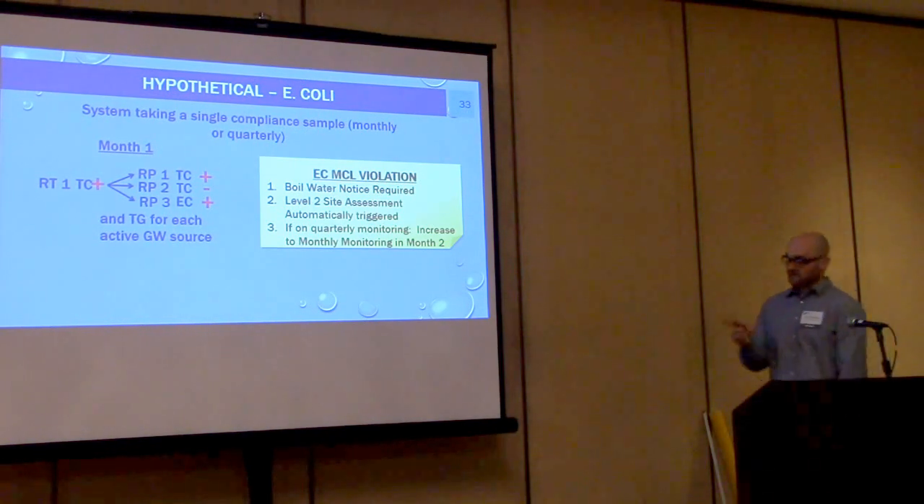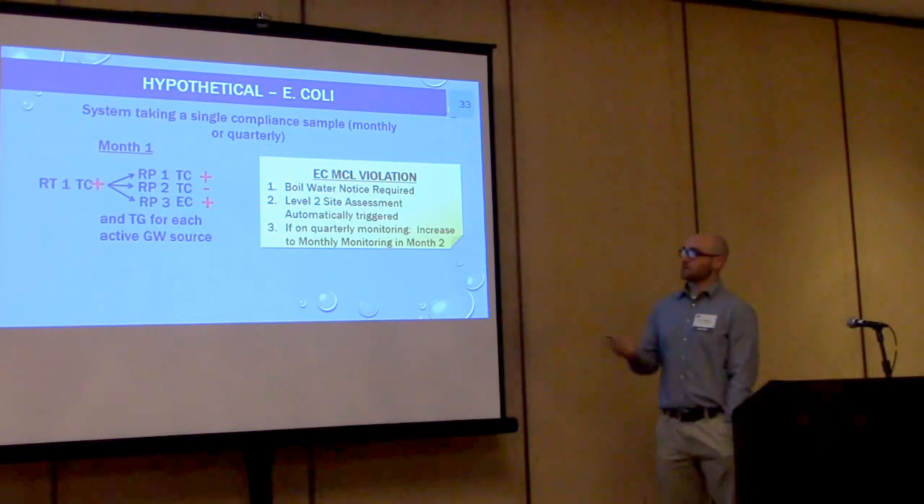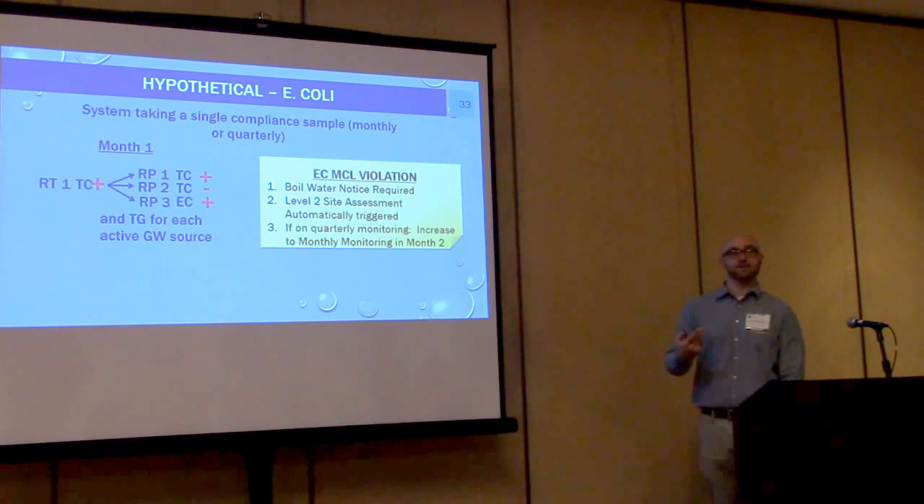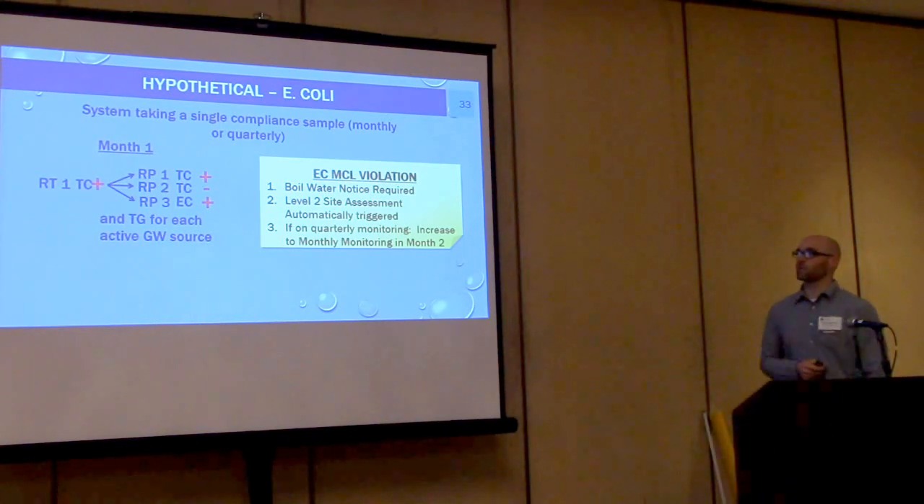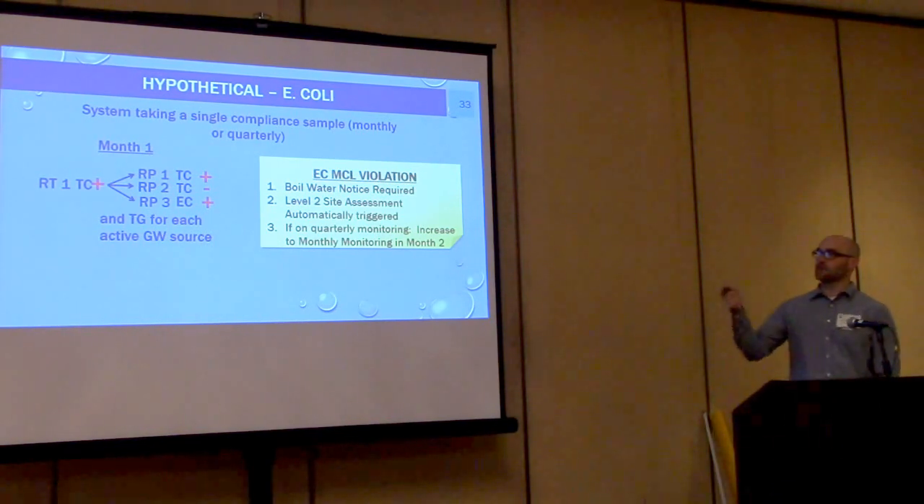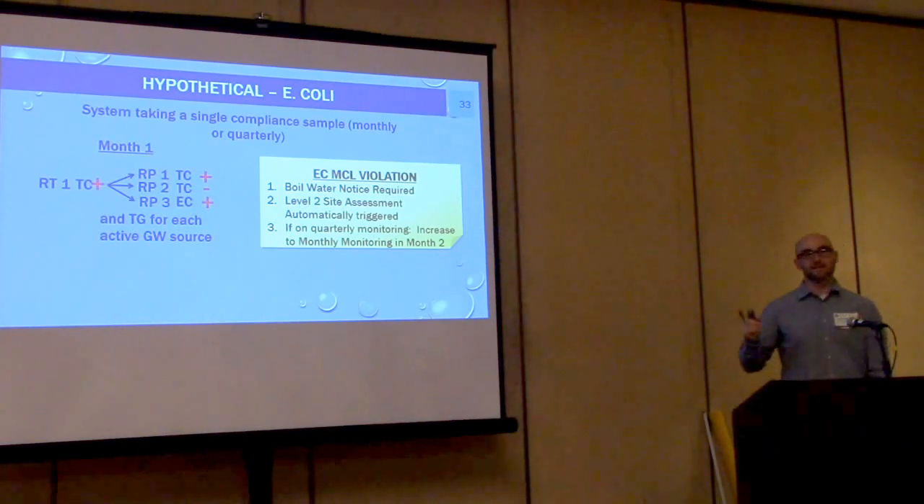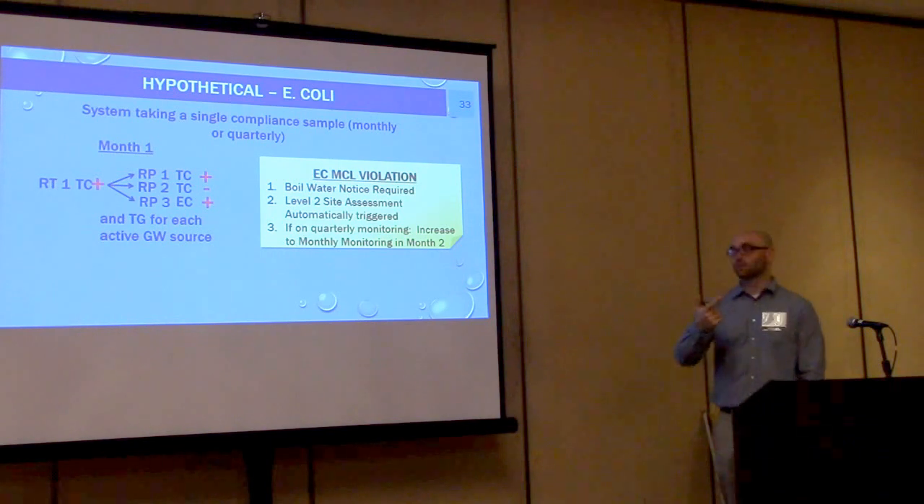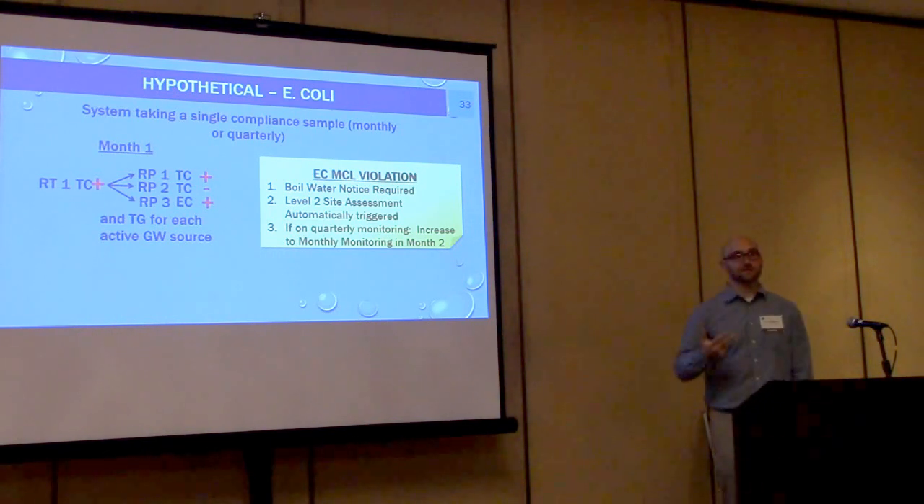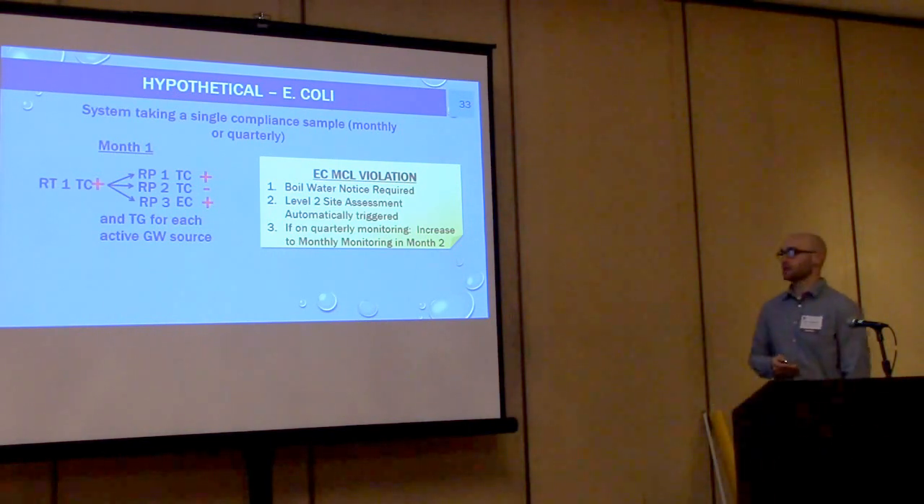Just so you're aware, this is an example with E. coli. If this is a system taking a single sample, they get a total coliform positive, they take their 3 repeats, one comes back total coliform positive, one comes back E. coli positive. That's an E. coli MCL, that's a boil, and if you're a quarterly system, that means you're now sampling on a monthly frequency.